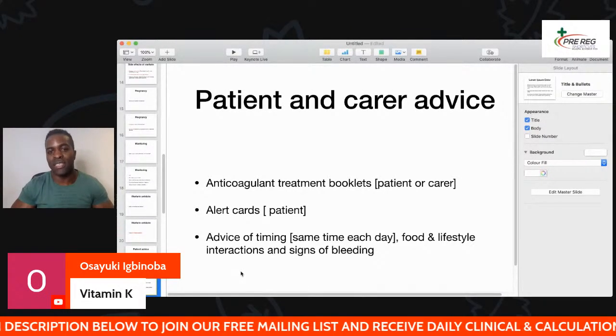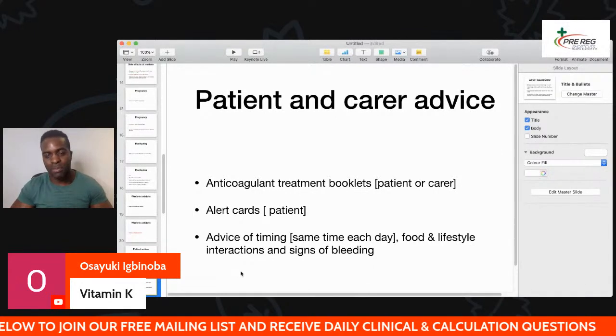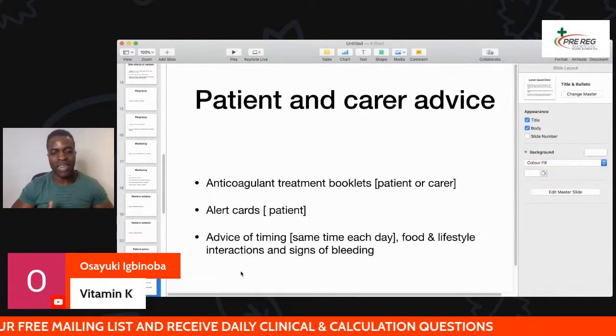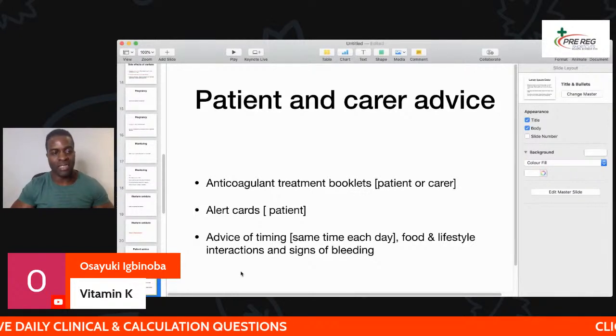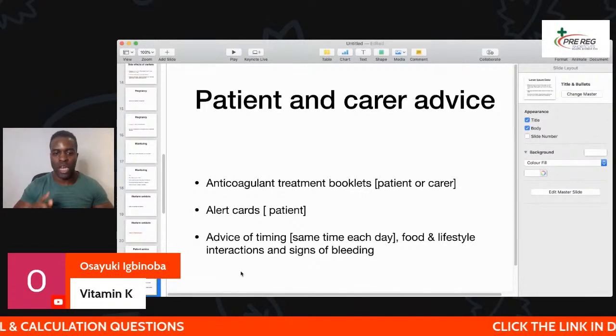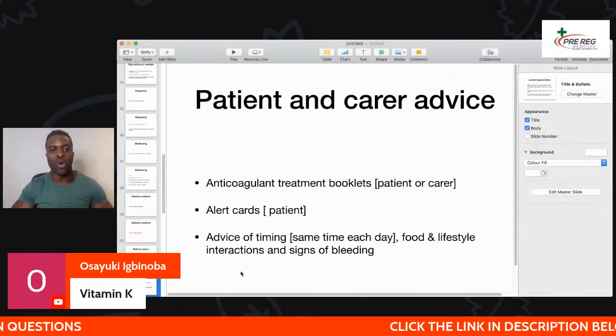Advice on the timing, we mentioned that already, is once a day at the same time each day. Advice about the food and lifestyle interactions, things that can interact. Tell them about the signs of bleeding. Let them know the signs of bleeding. So a bleeding nose, unexplained bruising or blood in the urine.